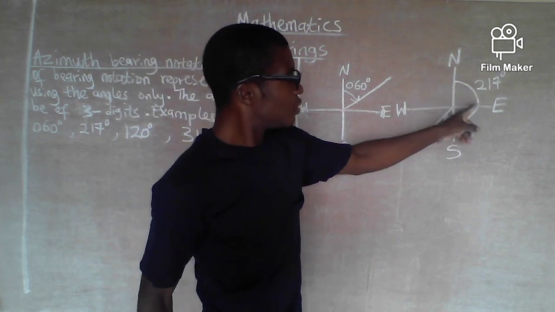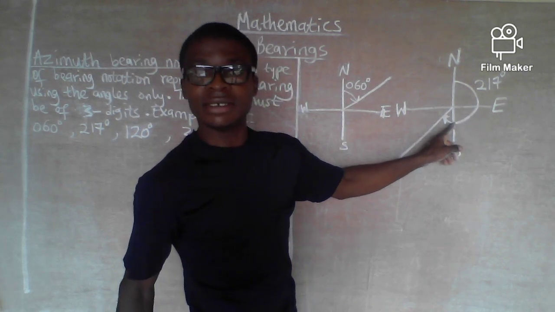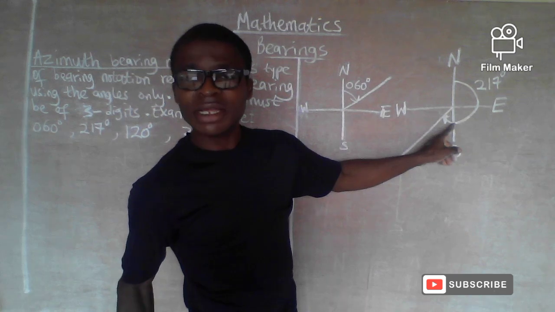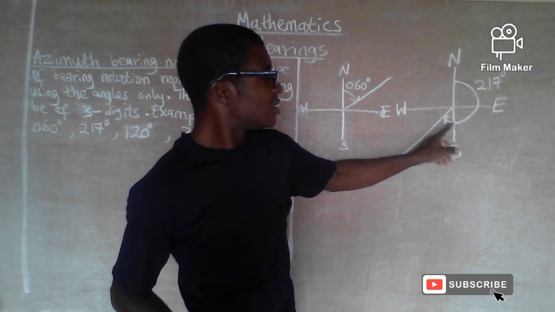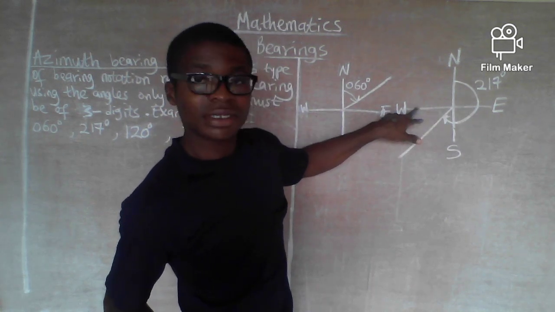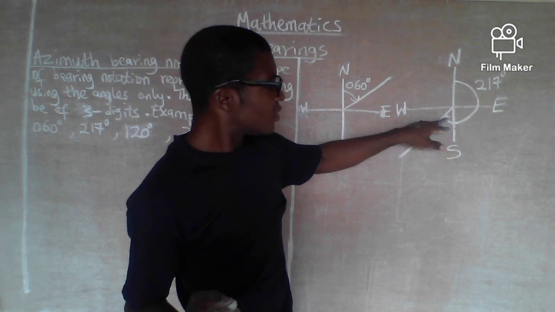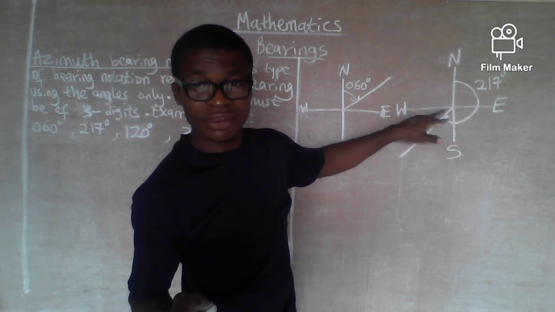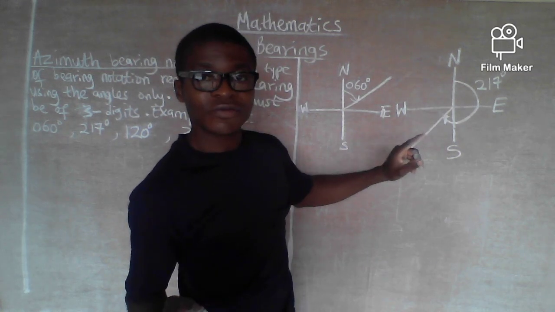Remember, from this point to this point is 90 degrees. From this point to this point, another 90 degrees, which is 180 degrees. Now it remains 37 degrees to complete 217 degrees. And 37 degrees lies between these 2 points, because from this point to this point is 90 degrees. So I measure 37 degrees and add it to the 180 degrees I've already measured to complete 217 degrees. Where the 217 degrees stops, draw a line that signifies the distance traveled.